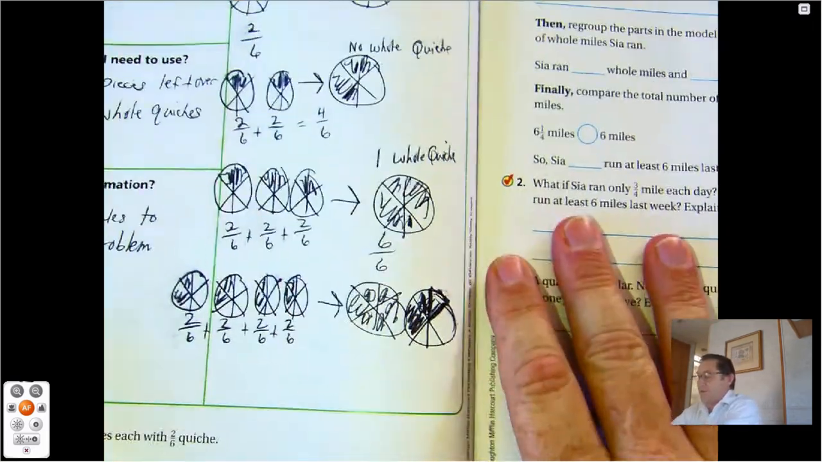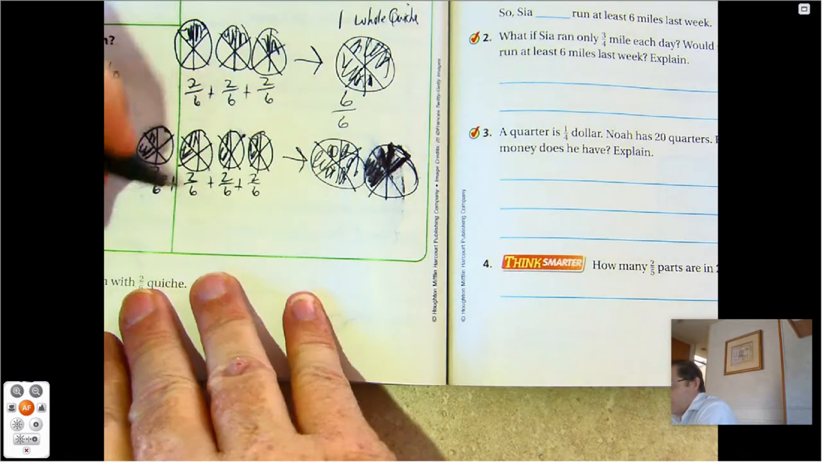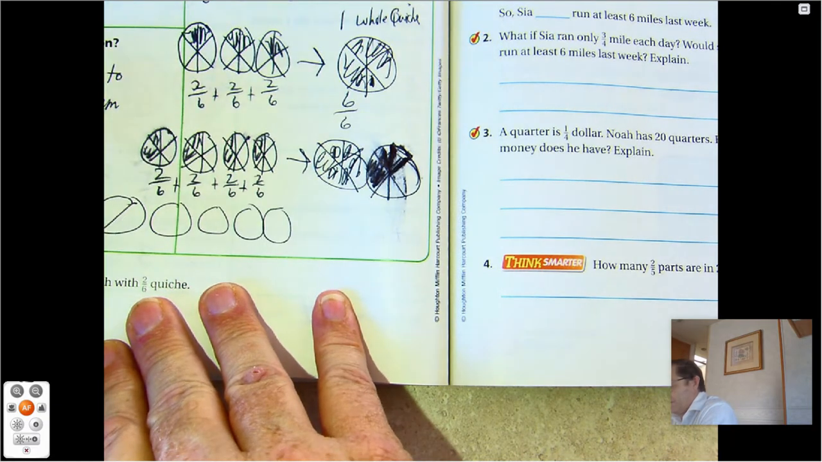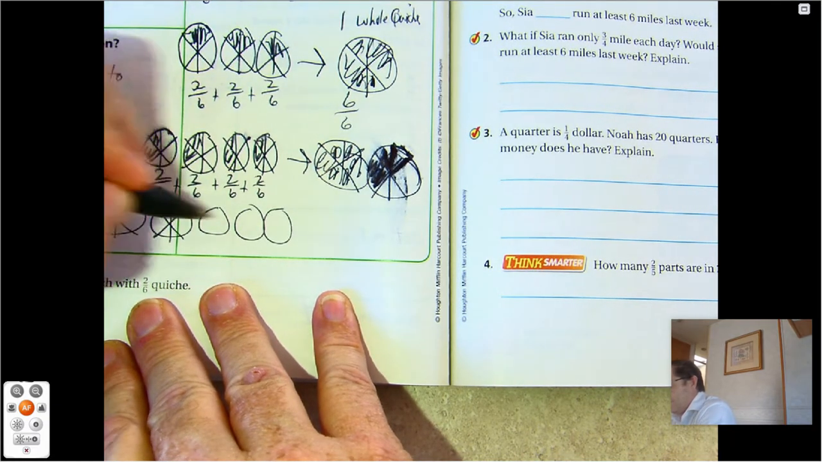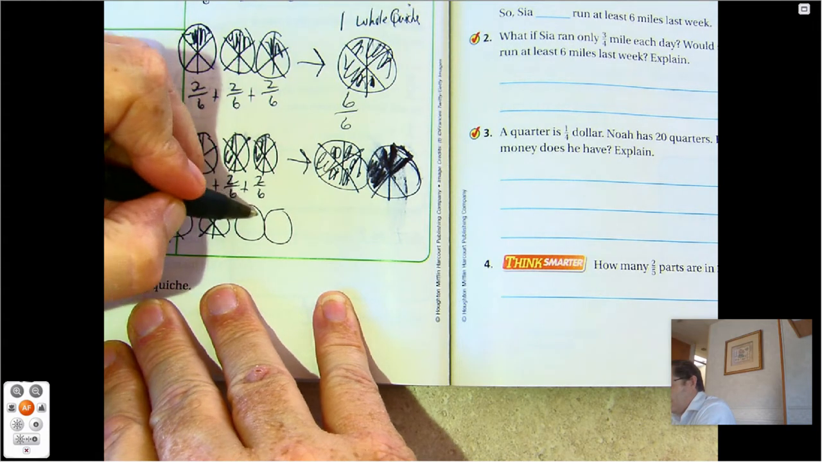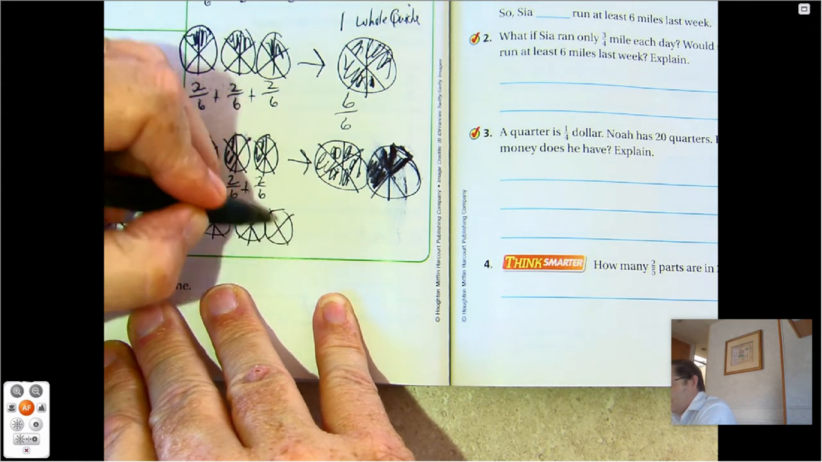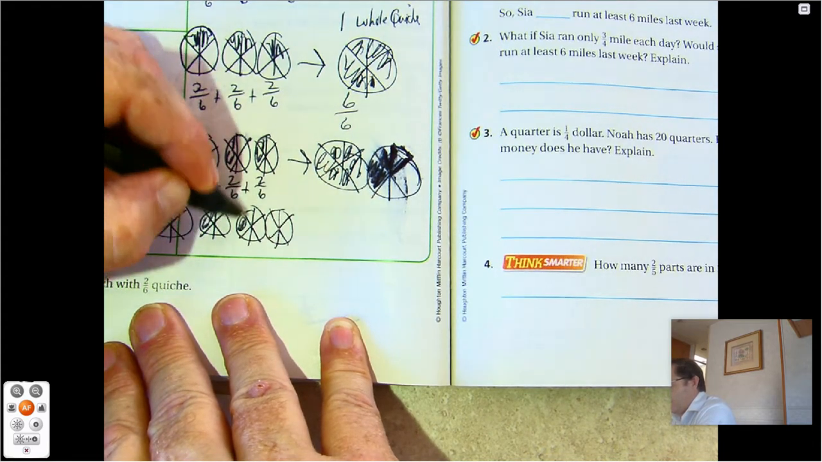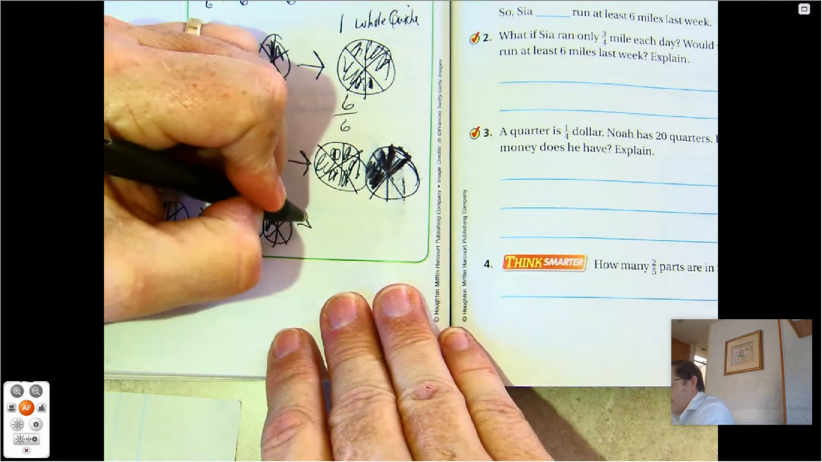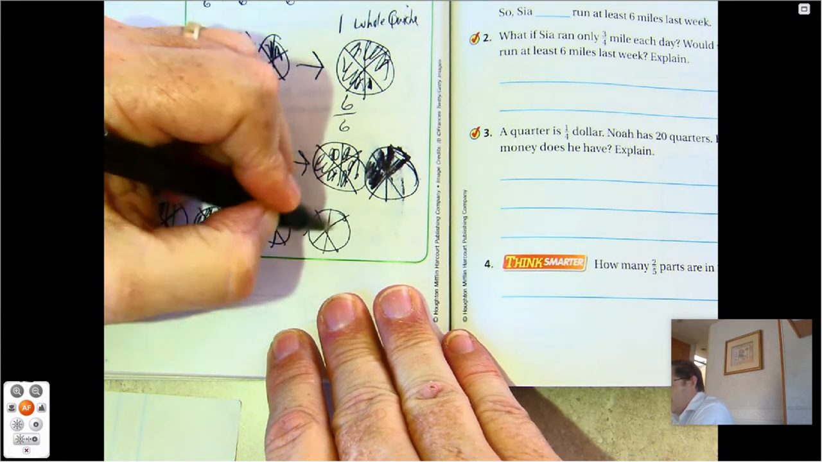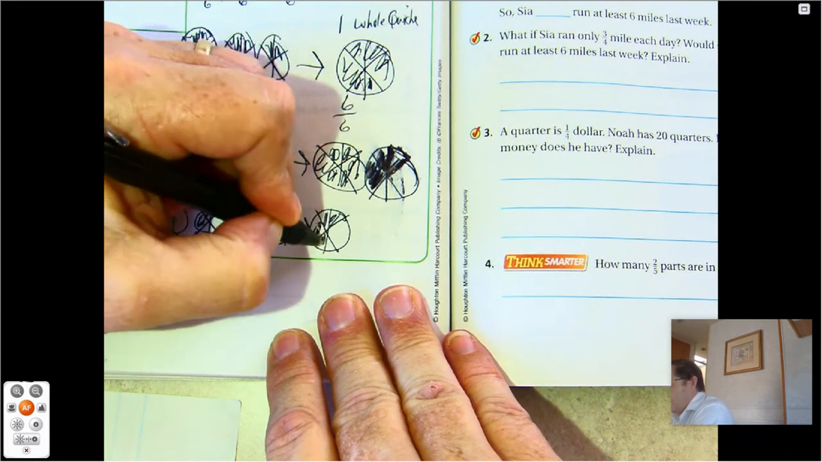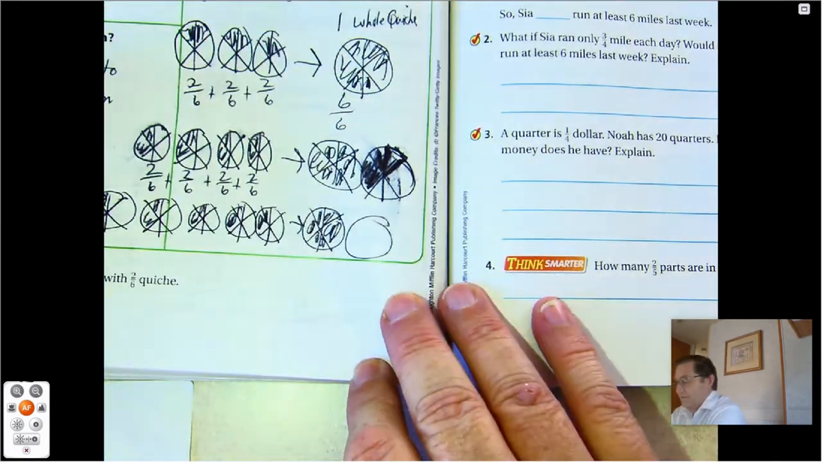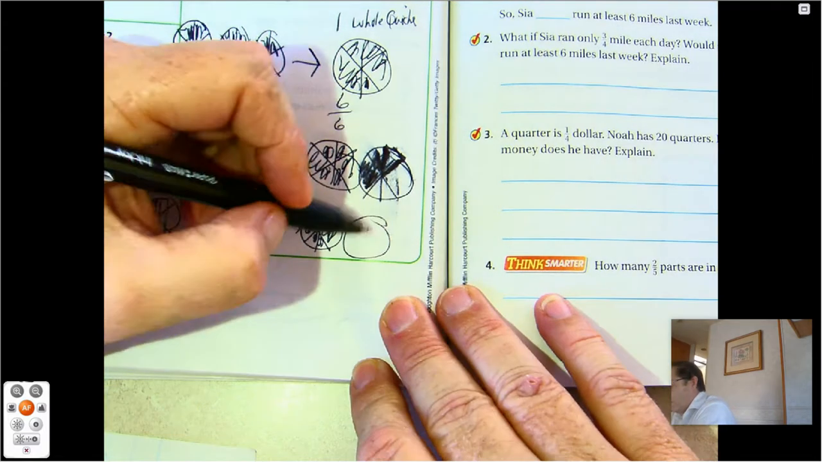All right, so we haven't got 2 whole quiches yet, so we'd add another 2/6. Now we have 5 dishes. And every dish had 2/6 left over. So we had 6 in our first whole. Now we have 2, 4, 6. We have 4 more.